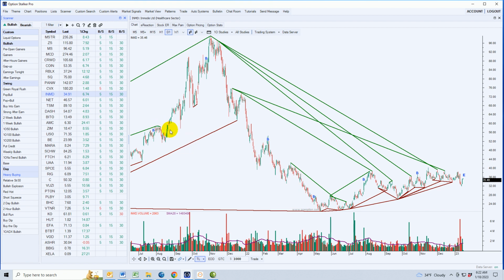You've got a nice little breakout there. You've got another nice breakout there. You got a nice little trend line there. You can see this catches everything.